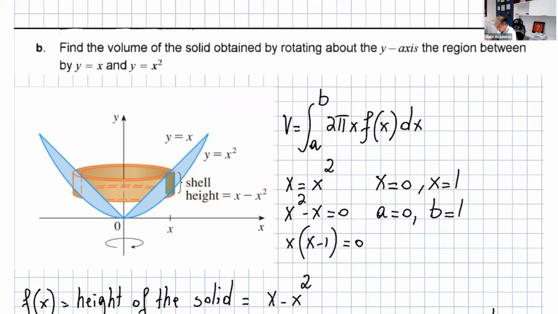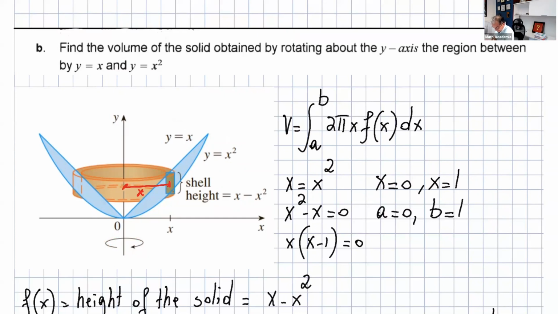Let's see what we need. First, this is the formula, 2 pi x f of x dx. Let's see what these are. Here, x is just the distance from the y-axis to the middle of that rectangle. So this is our x. The height of the solid, we know, is the difference between these two functions. y equals x is the top one, and y equals x squared is the bottom one. So the shell height is x minus x squared.